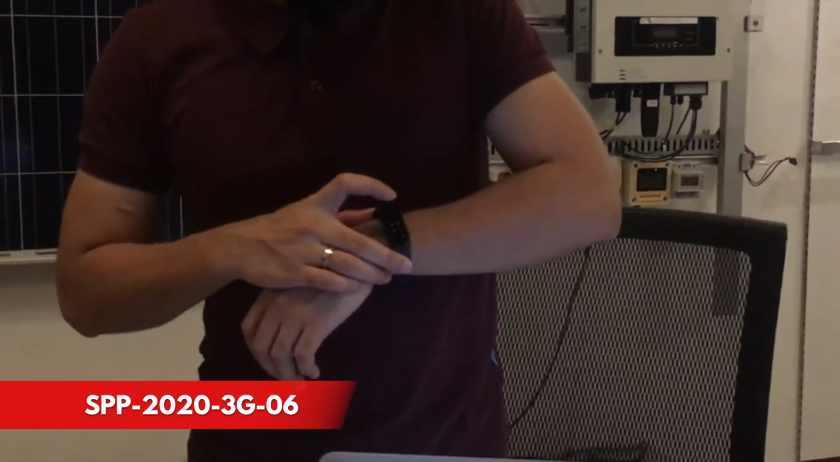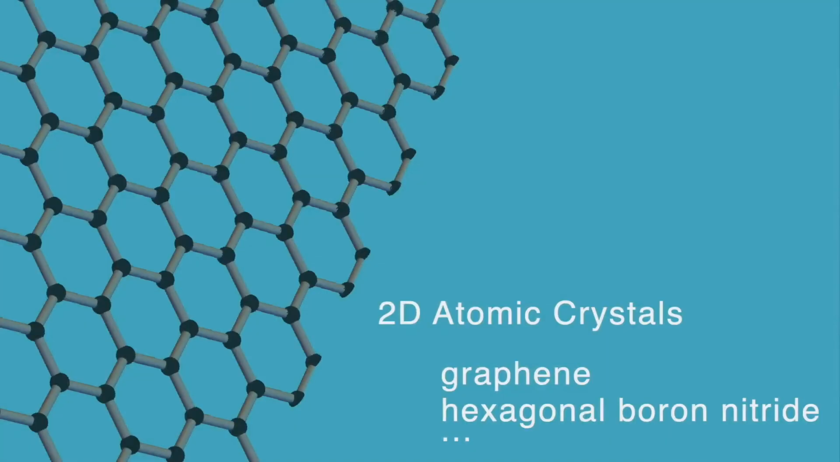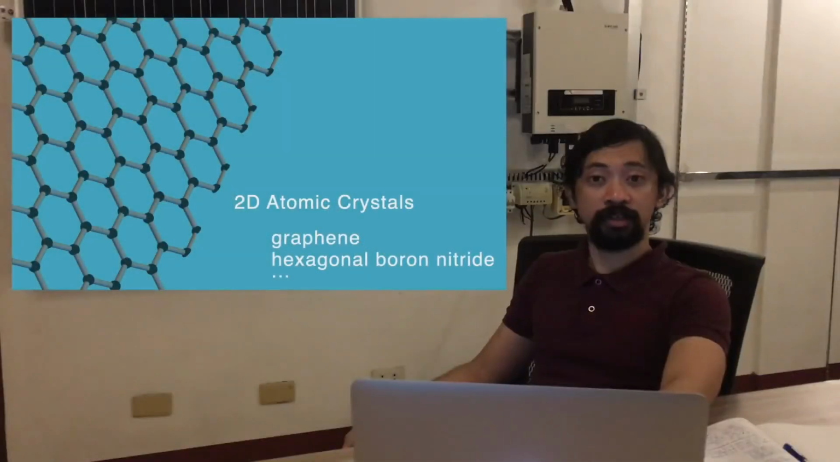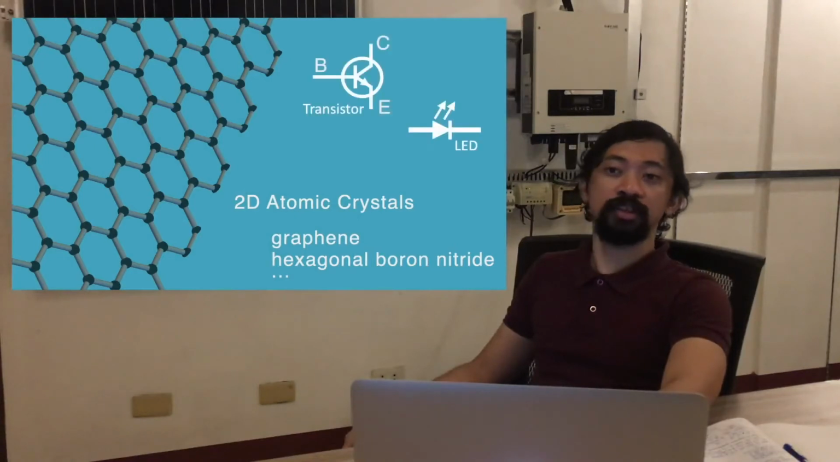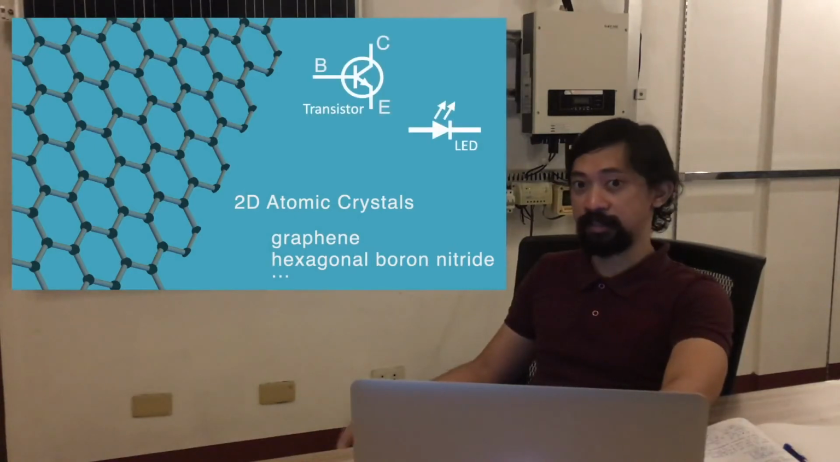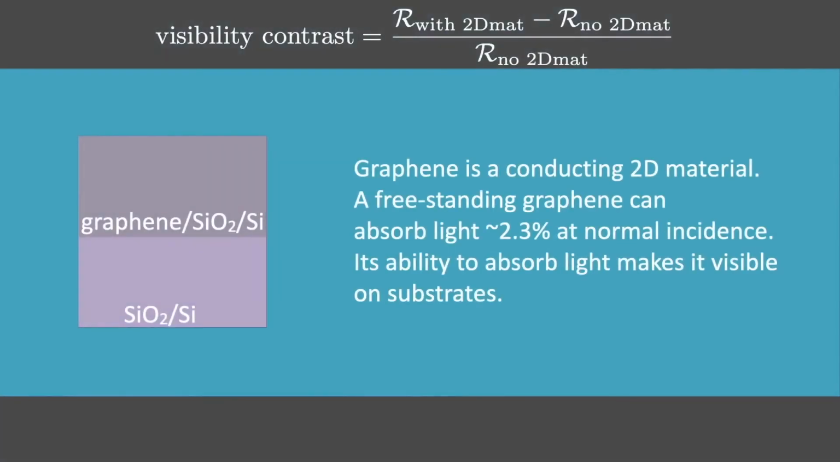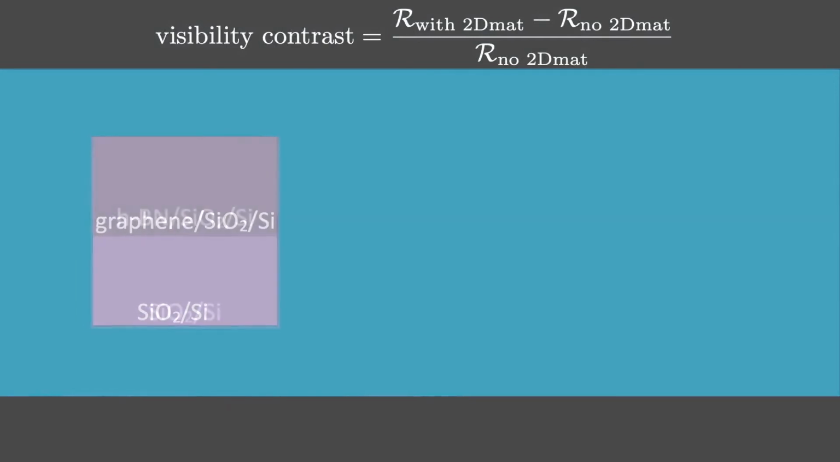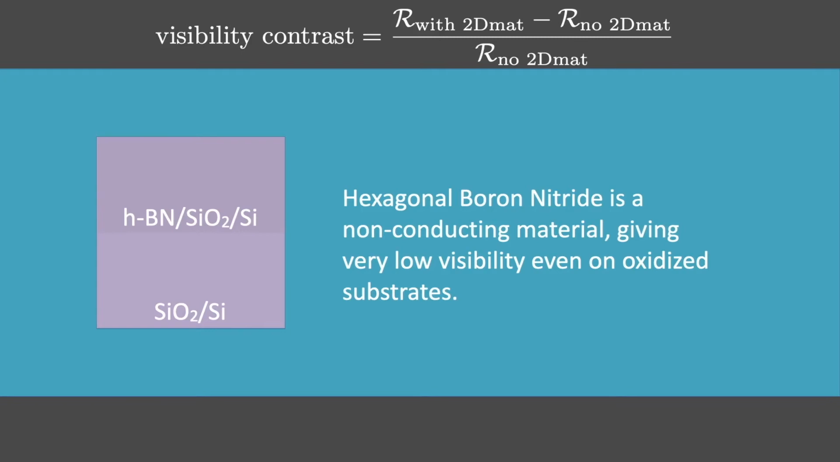We want our devices to come in small sizes, which is why the physical realization of 2D atomic crystals such as graphene and hexagonal boron nitride attracted the interest of many scientists. These 2D materials are now being used in electronic devices such as transistors and LEDs. Graphene, being conducting, can absorb light, which enables it to be visible on a substrate. On the other hand, the hexagonal boron nitride is non-conducting, that gives it a very low visibility even on oxidized substrates.